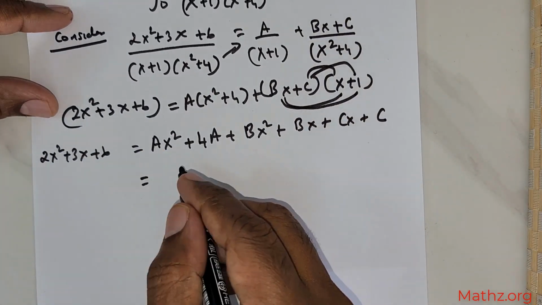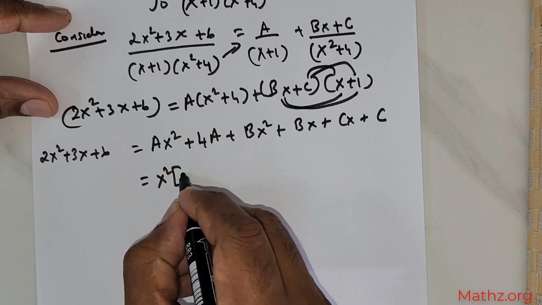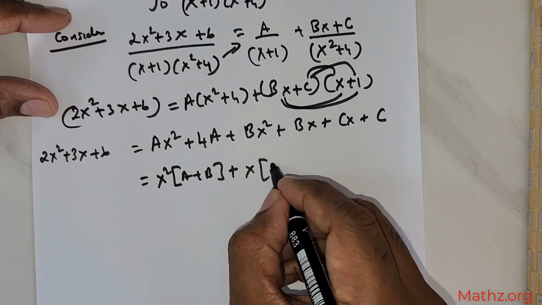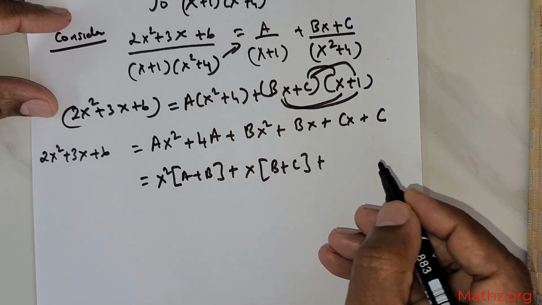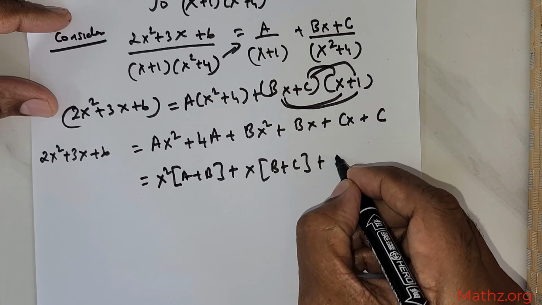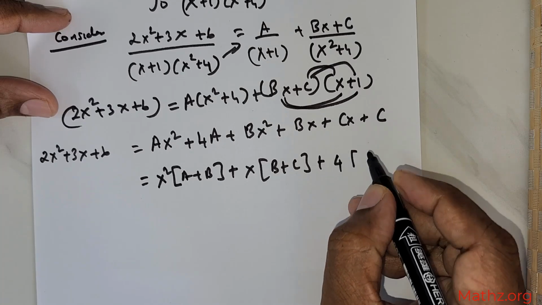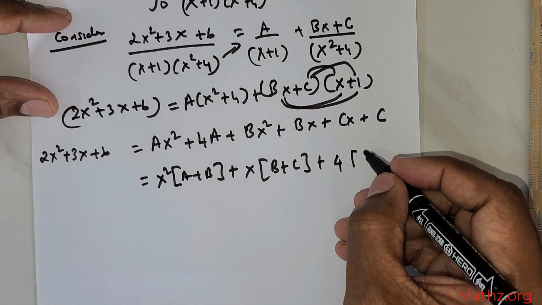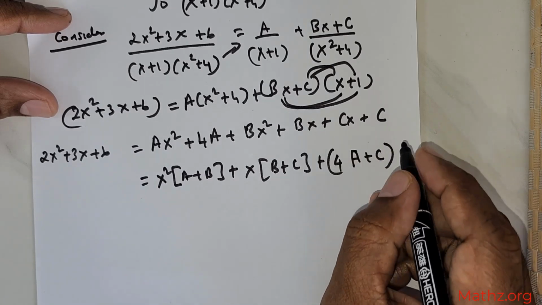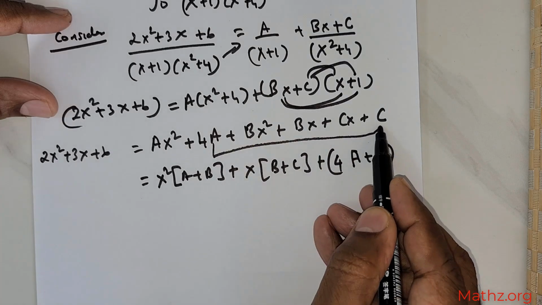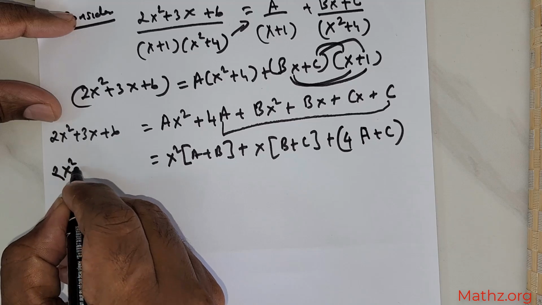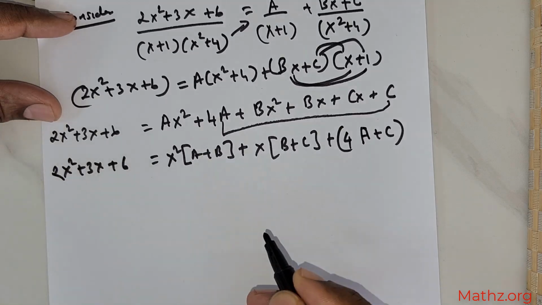Now I will collect all the x squared terms. So this is x squared of A positive b. Next I will collect all the x terms, x of b plus c. Next I will collect all the constant terms. That's going to be 4 times A. So the constant term is basically, there's nothing there to take out in common, so I will just club these two things and place them as it is. Now on the left side it's 2x squared positive 3x positive 6.